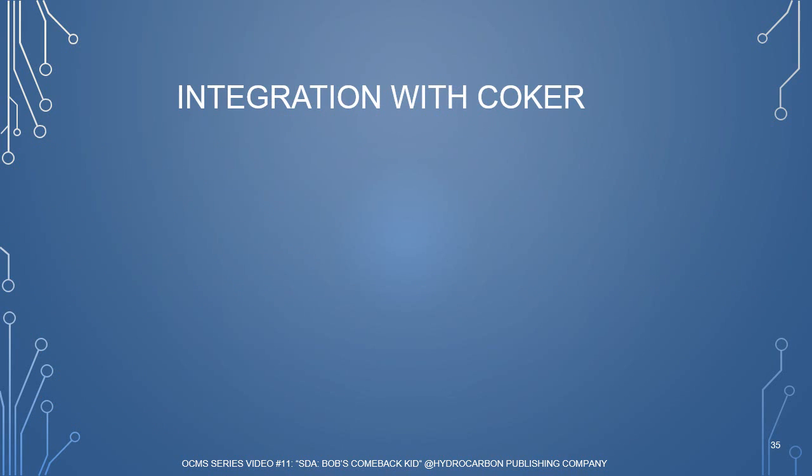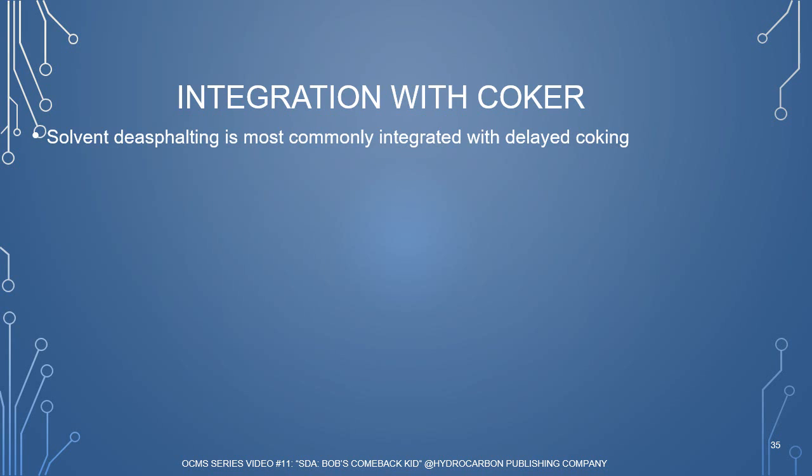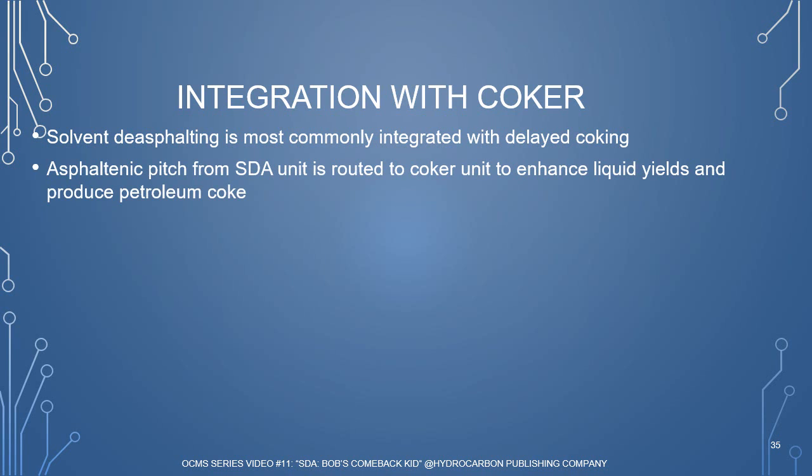Solvent deasphalting technology is most commonly integrated with delayed coking technology. In this configuration, asphaltenic pitch from the SDA unit is routed to the coker unit to enhance liquid yields and produce petroleum coke. The configuration is especially attractive if fuel demand is low or non-existent.